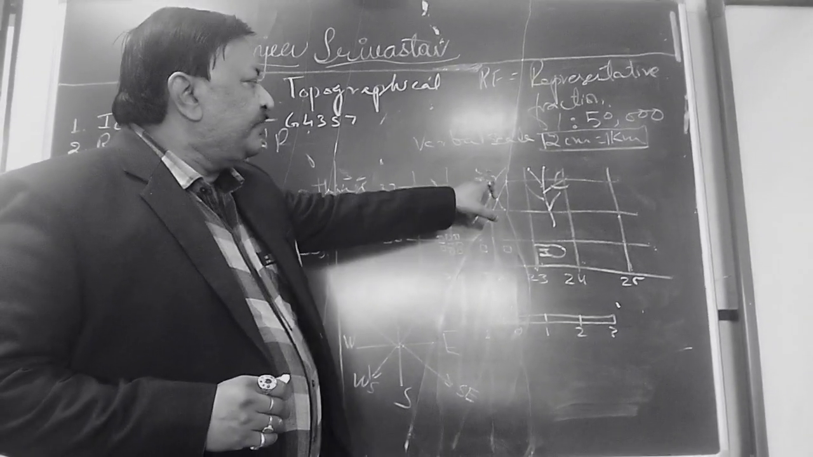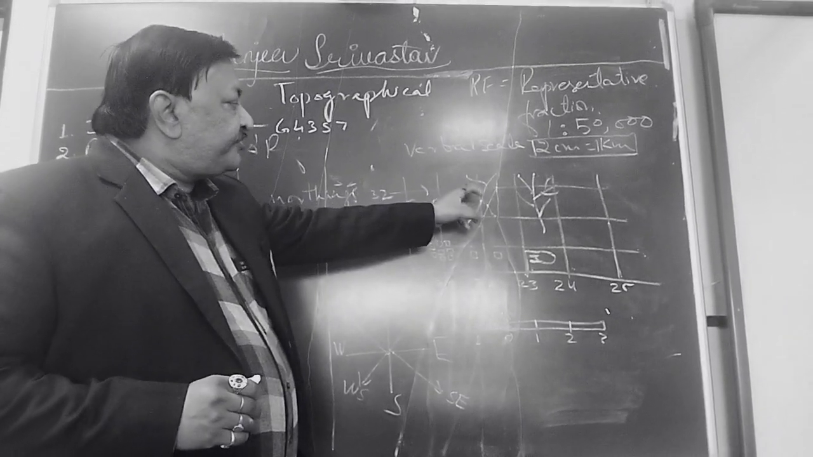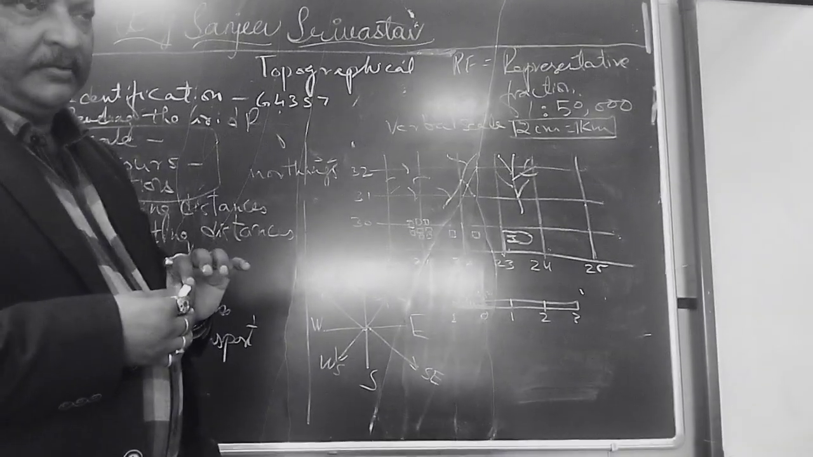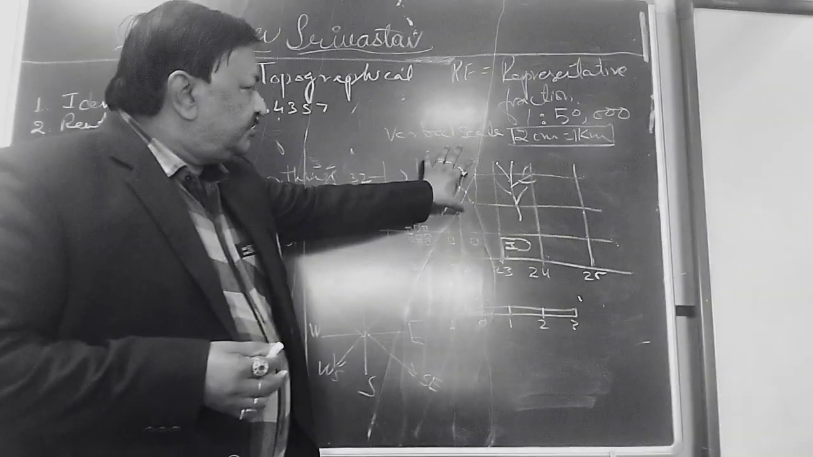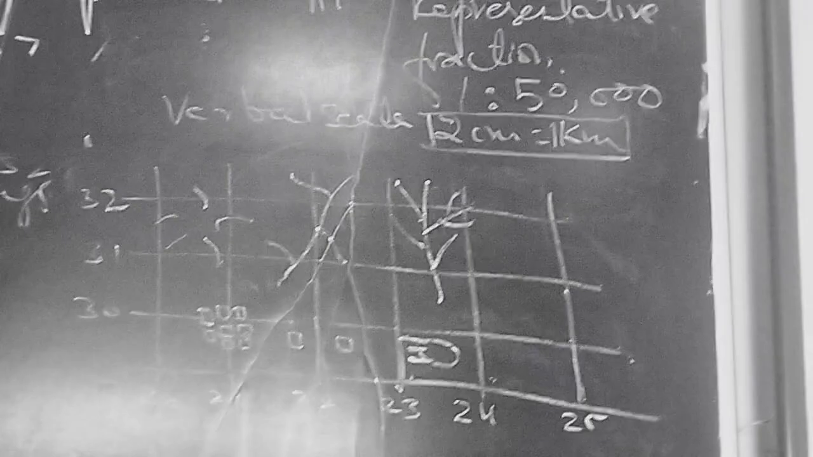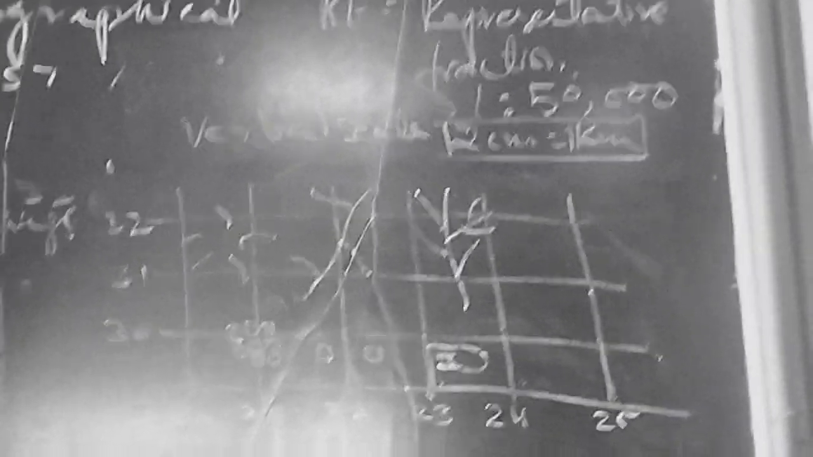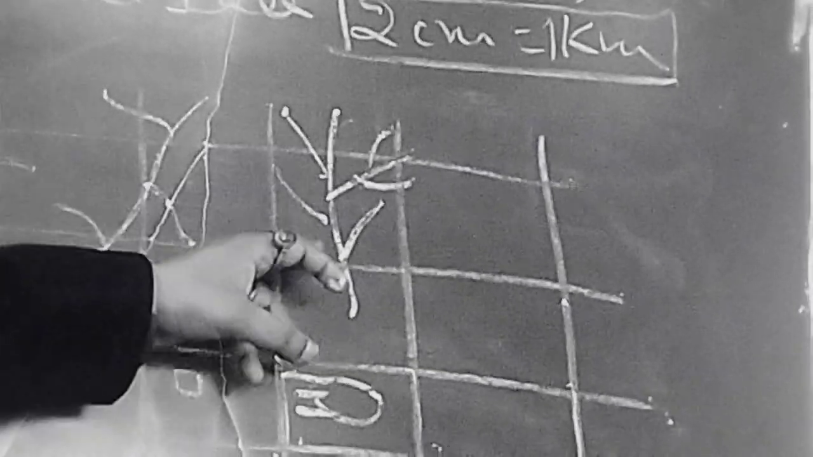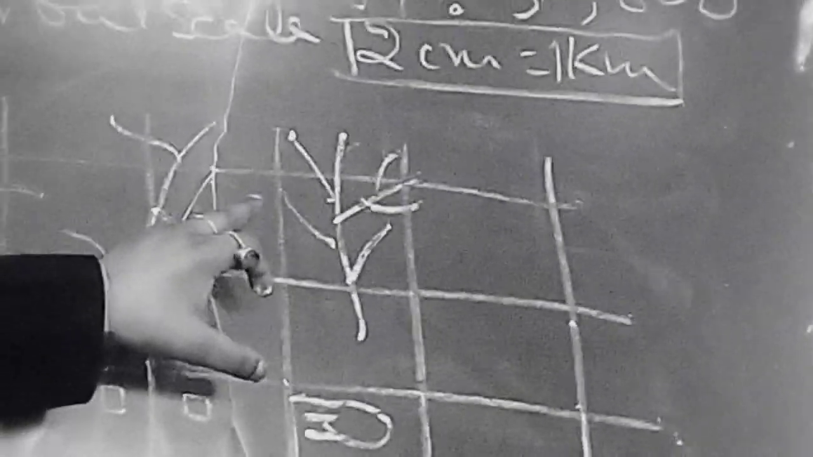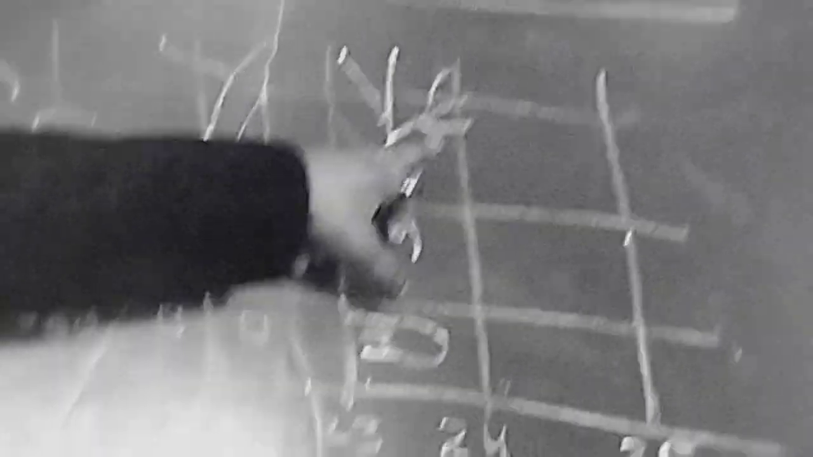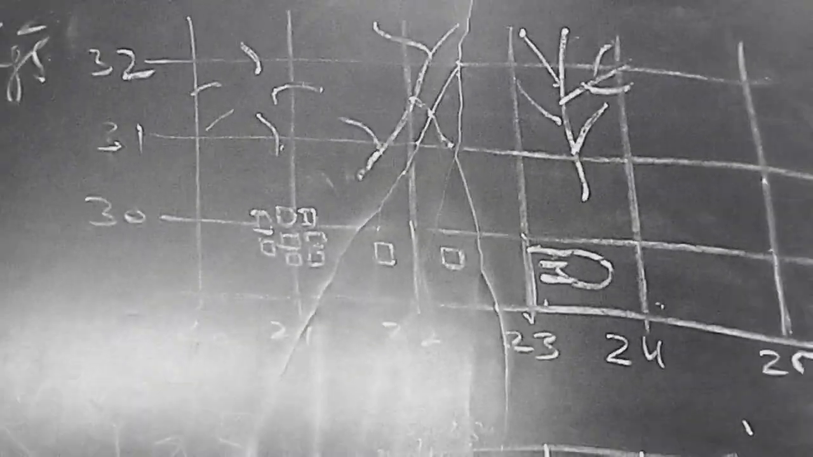Next is called the trellis. Here you will have a stream, and the further streams which join it are almost joining at right angles. So this kind of drainage is called trellis or rectangular drainage. The third kind of drainage is called dendritic. It is similar to neurons, where so many streams come from different directions and join the main stream. So this kind of structure is called dendritic drainage.